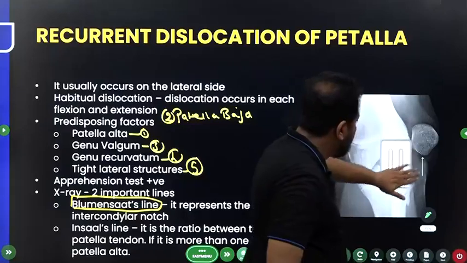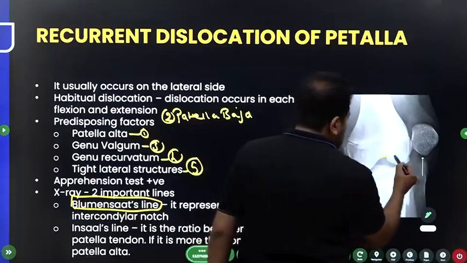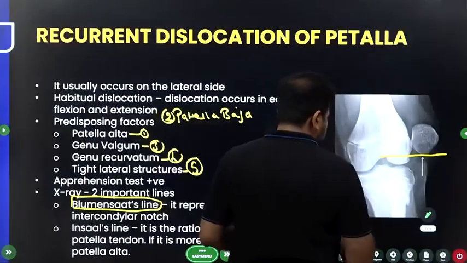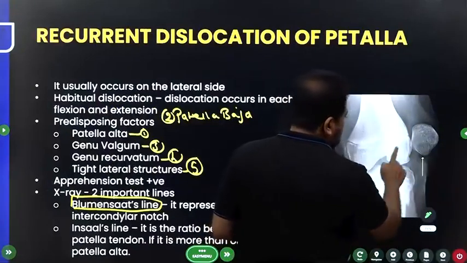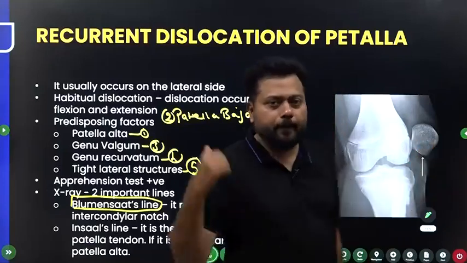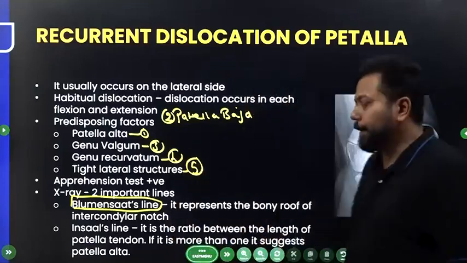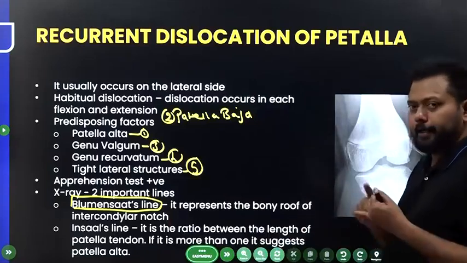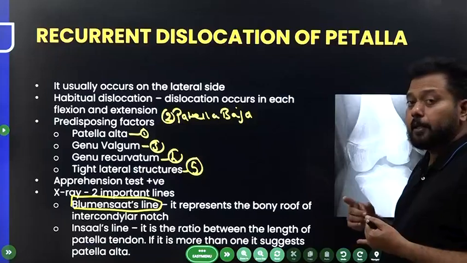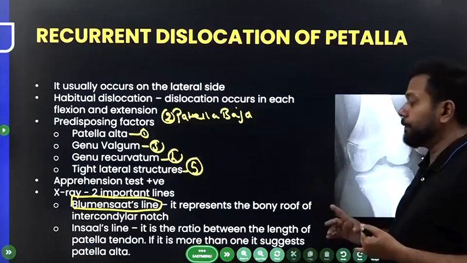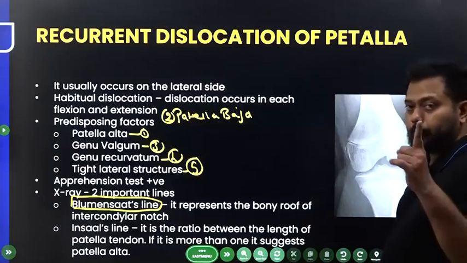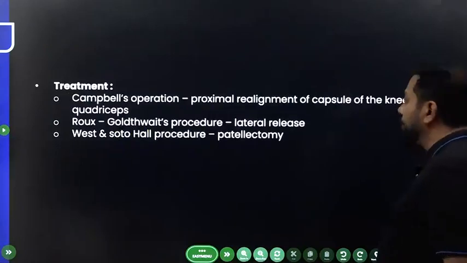So in this X-ray, see, this is the roof of the condyle, but the patella is not in its original position. It is very much laterally shifted. So very classical X-ray of a laterally dislocated patella. So this is called the Blumensaat line. Another important line is there. Kindly read if you are interested. Insall-Salvati ratio. It is the ratio between the length of the patellar tendon to the patella. Normally it should be 1. If it is altered, there is a high chance it can go for dislocation.